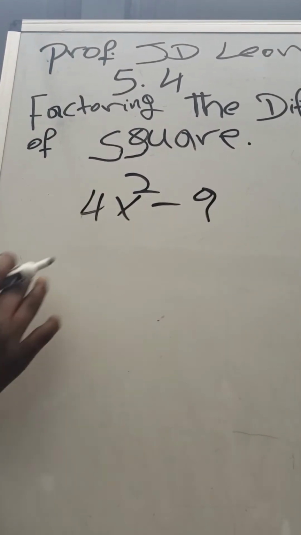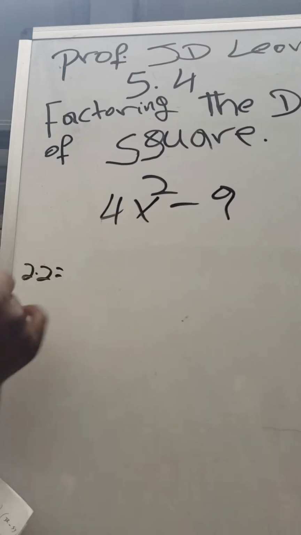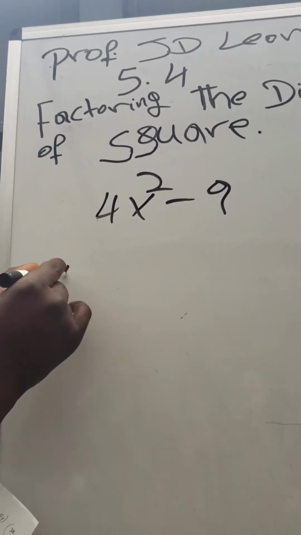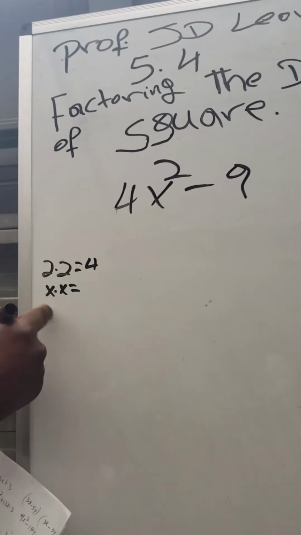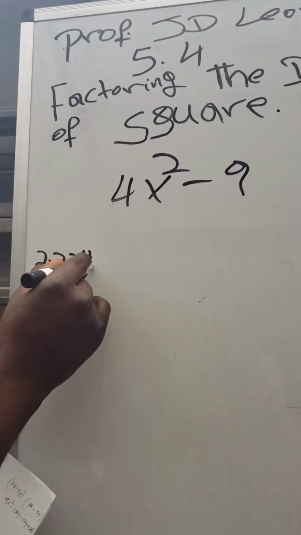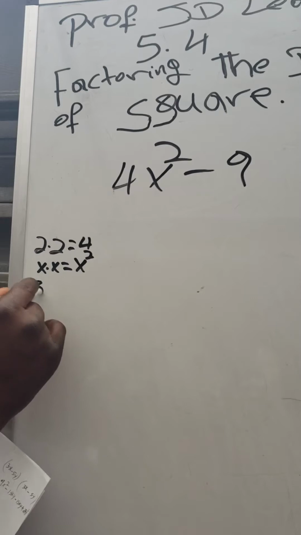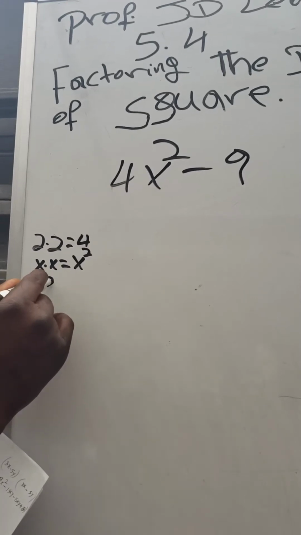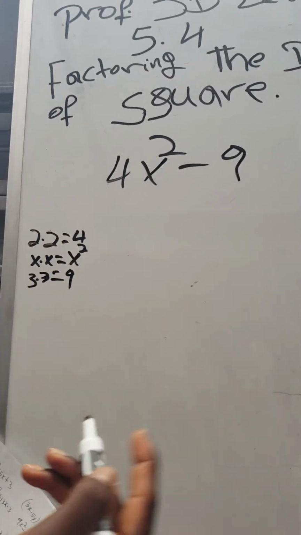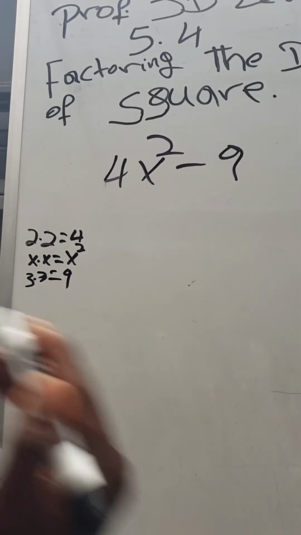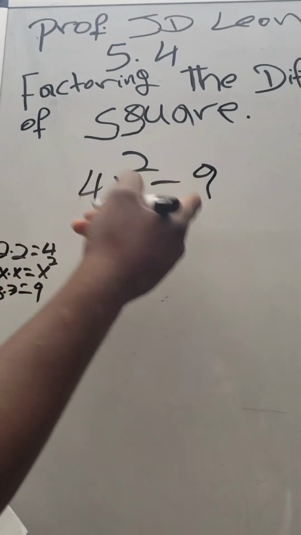4 is a perfect square because 2 times 2, the same thing being multiplied by itself, gives you 4. The same way, x times x gives you x squared. So that makes them perfect squares. And 3 times 3 gives you 9. So the same thing being multiplied by itself gives you something else, and that something else is a perfect square, which is why 4x squared is a perfect square, and 9 is also a perfect square.